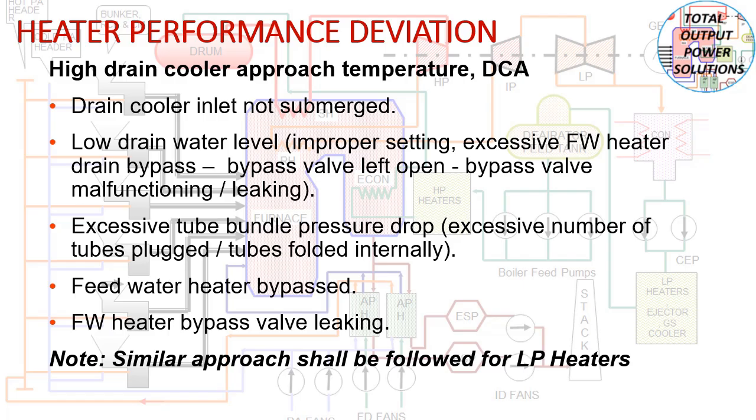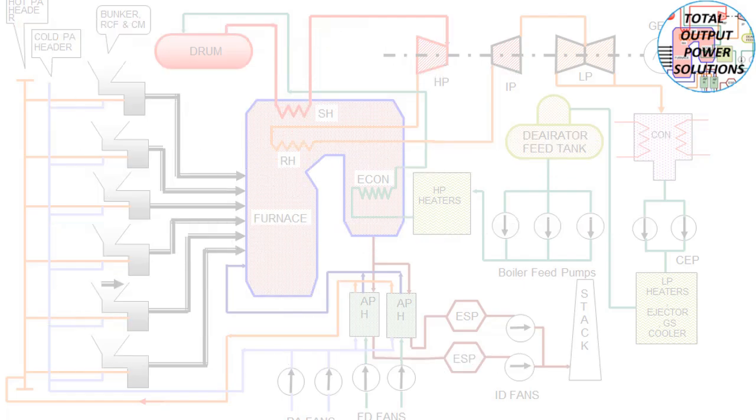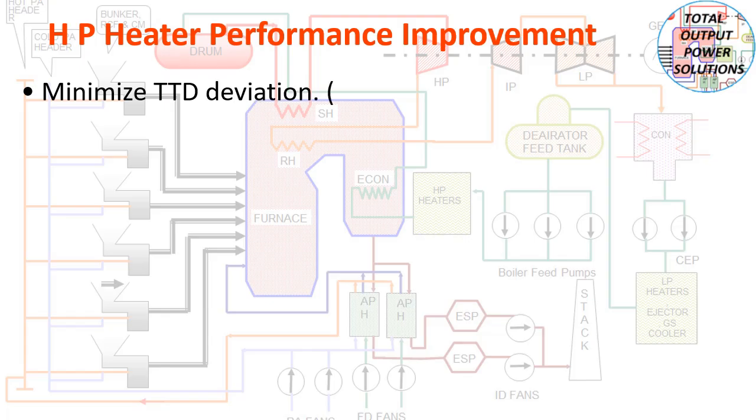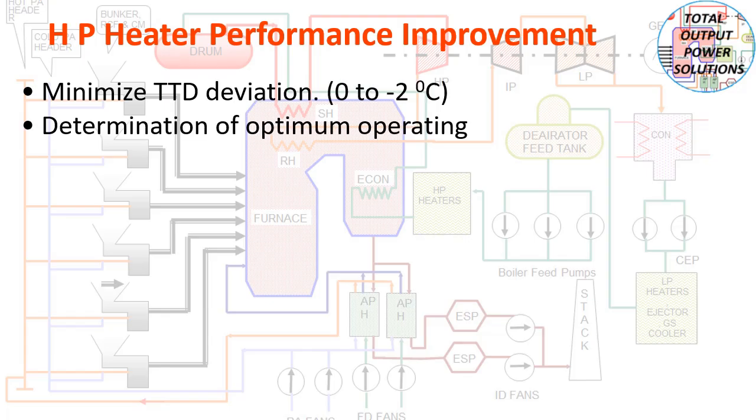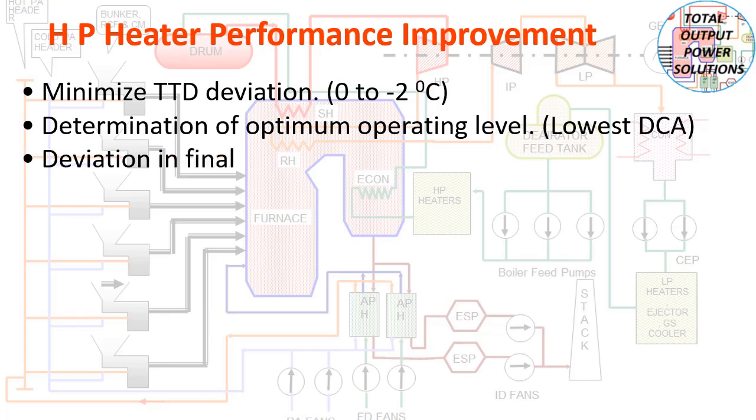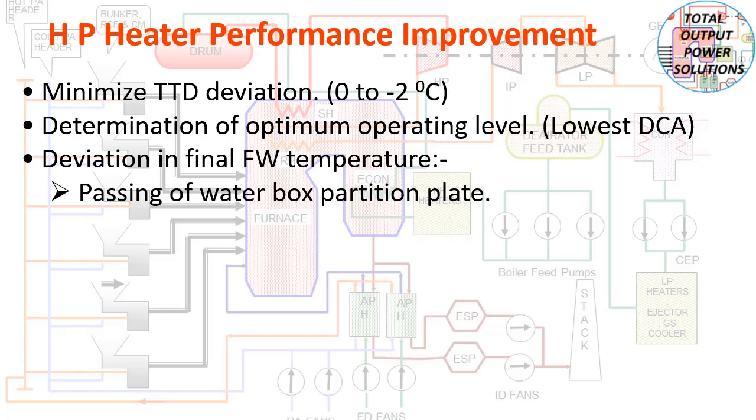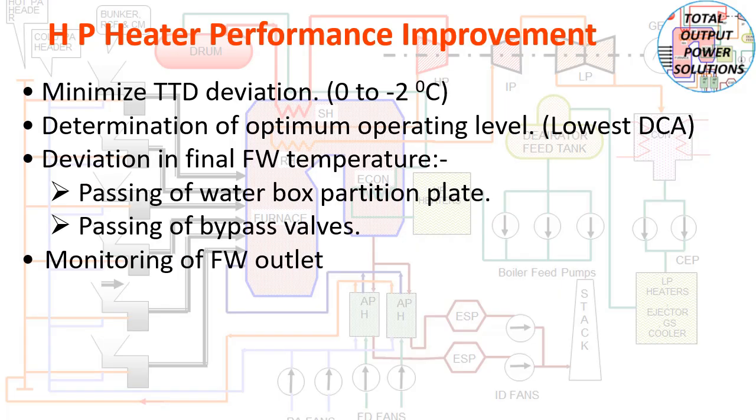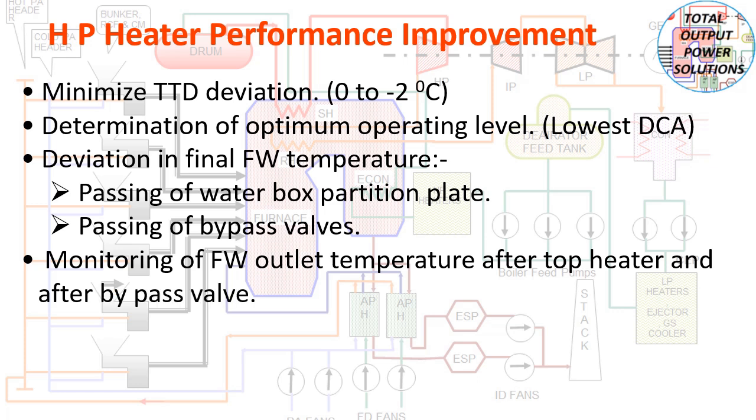Now the performance improvement. For the performance improvement, you must minimize the TTD deviation. You must always check how you can reduce the TTD. So TTD deviation between 0 to -2 degrees centigrade. Determination of optimum operating level: that means the DCA should be lowest for particular level settings of the heaters. You should get the lowest DCAs.